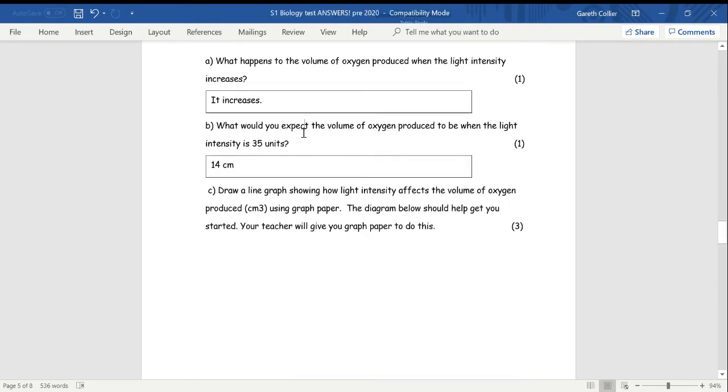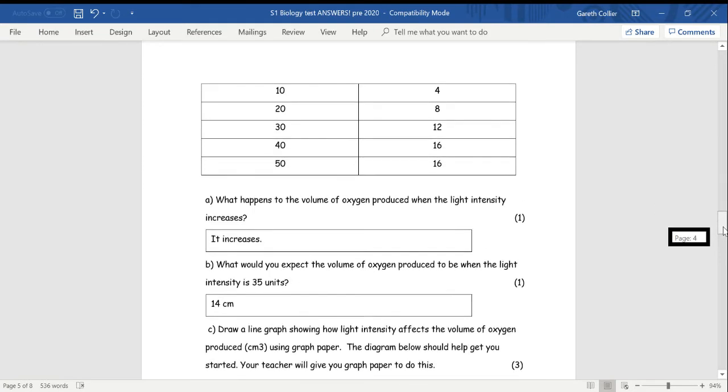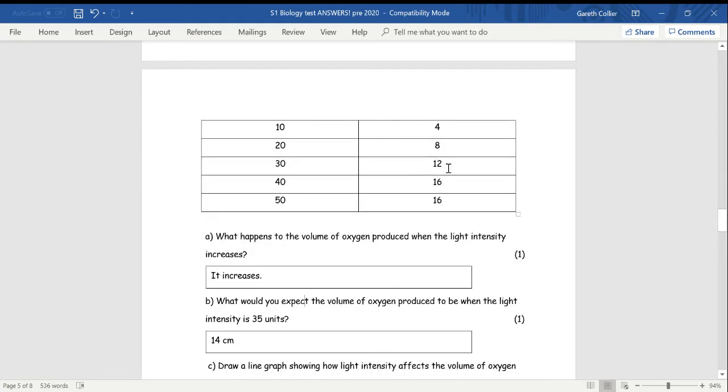What would you expect the volume of oxygen to be when the light intensity is 35? It's going to be somewhere between about 12 and 16. 35 is halfway between 30 and 40, so you're expecting a number halfway between 12 and 16. So that's a gap of 4, so halfway, a gap of 2, which is 14.